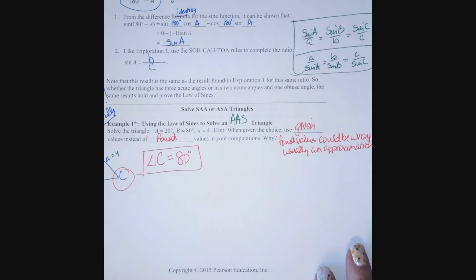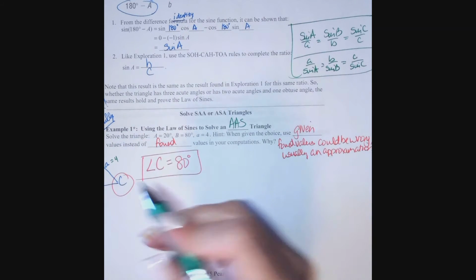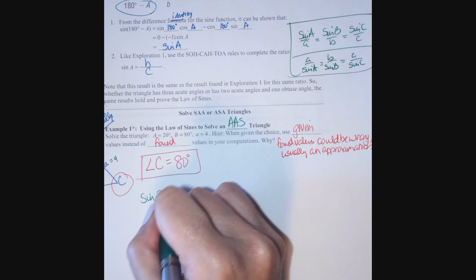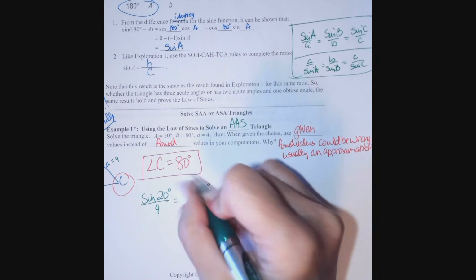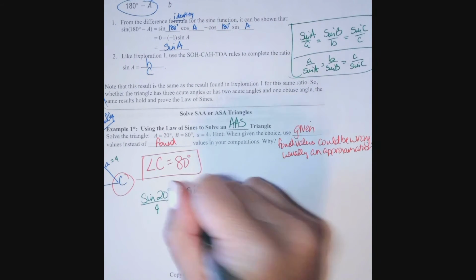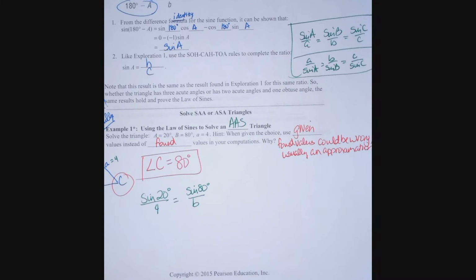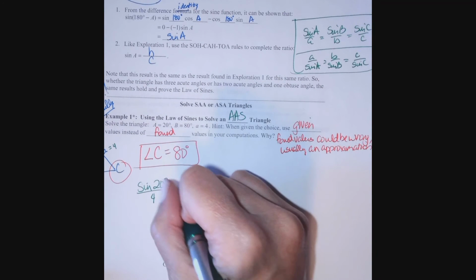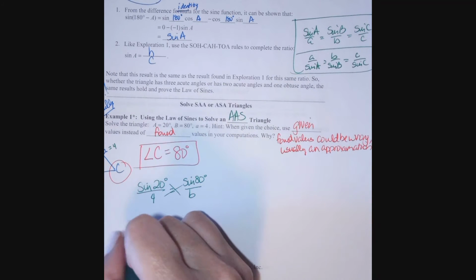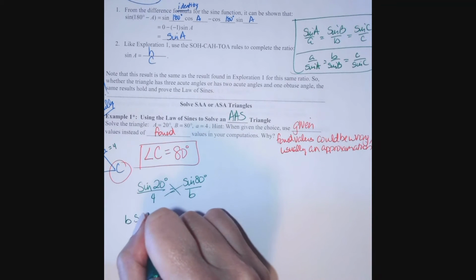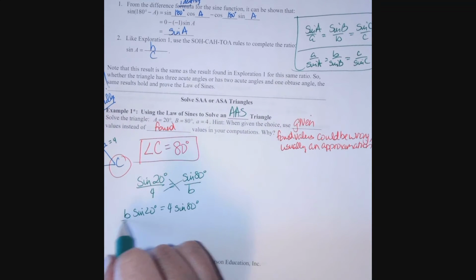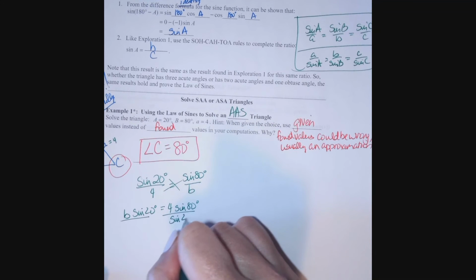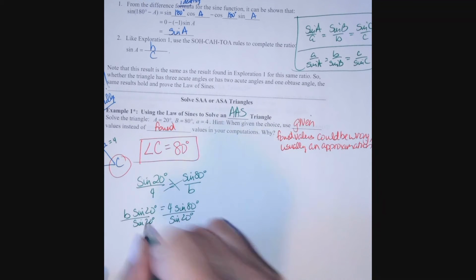So let's see what pair we know. Well, we know A. We know sine of 20 degrees over 4. I can solve for side B: sine of 80 degrees, angle B, over side B. To solve a proportion, I find cross products. So I have B times the sine of 20 degrees equals 4 times the sine of 80 degrees. And then I need to divide both sides by the sine of 20 degrees to finish solving for B.